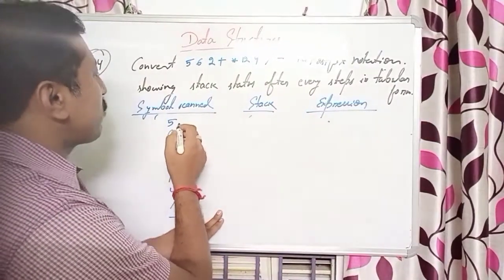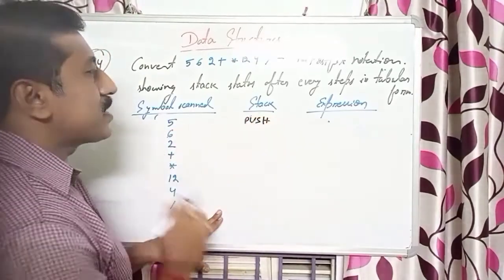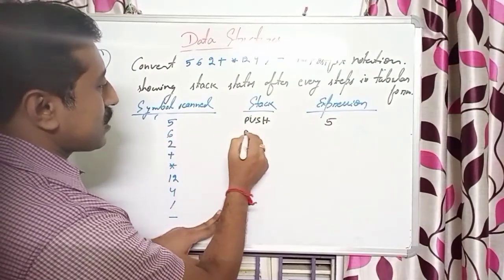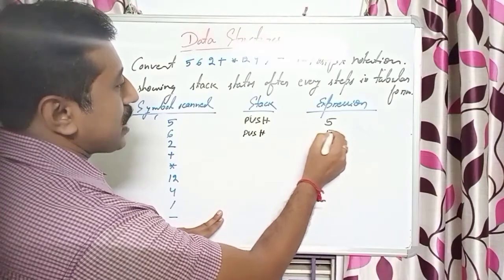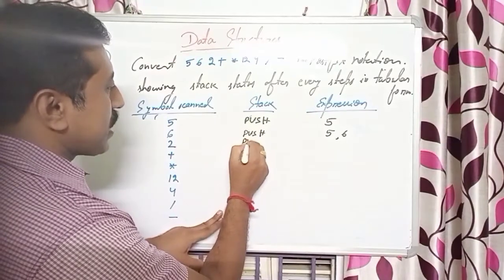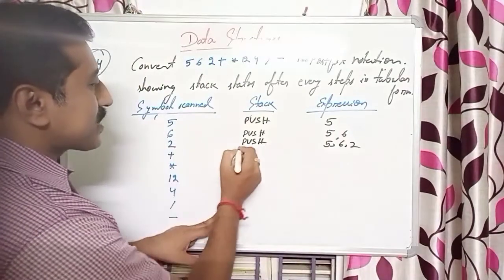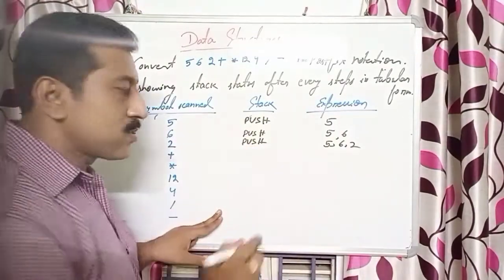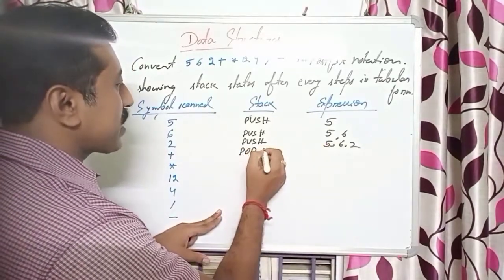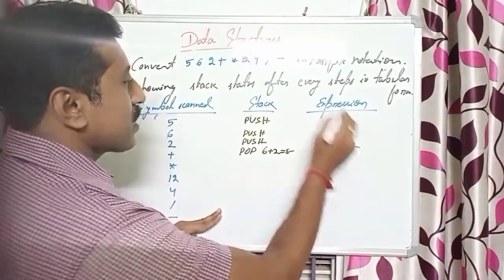When symbol 5 is scanned, we write push here, meaning 5 is inserted, so the expression will be 5. Next, when 6 comes, again push, so 5, 6. When 2 comes, again the push operation, so we have 5, 6, 2. When the plus sign comes, plus means the pop operation. The last two operands are calculated: 6 plus 2 equals 8. So the output will be 5, 8.